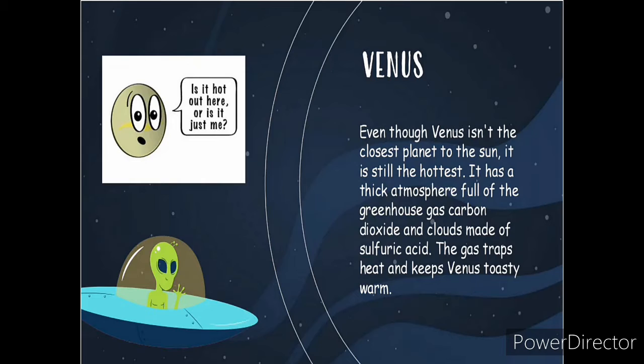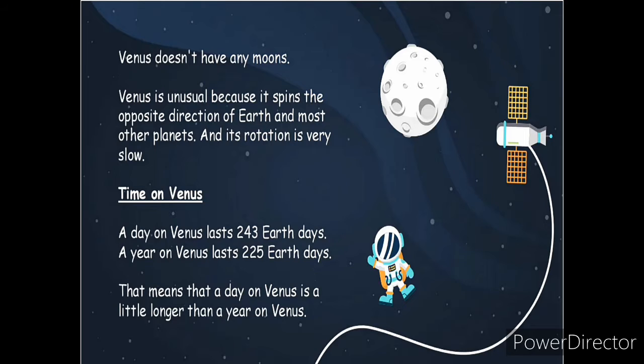Okay, so Venus is a planet which is very, very hot. First thing, it is the hottest planet. Second, it is full of a thick atmosphere. And third, it is the second planet, right? Okay, next we talk about Venus doesn't have any moons. Venus is the second planet which does not have any moon.